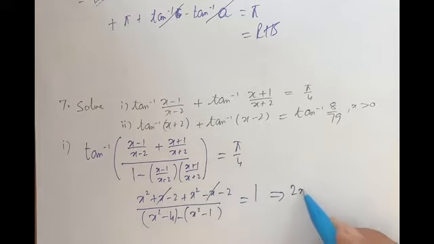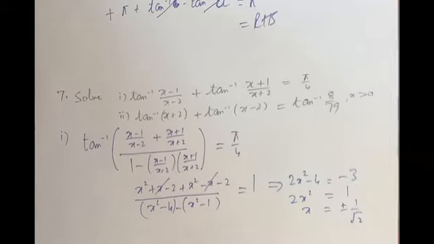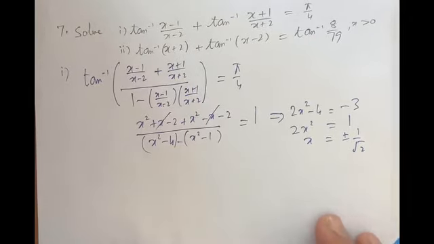So this gives us 2x square minus 4. Here x square will cancel out. This will be minus 3. Minus 3 into 1 is, so 2x square is 1, or x is plus minus 1 by root 2. This is the answer to the first part.